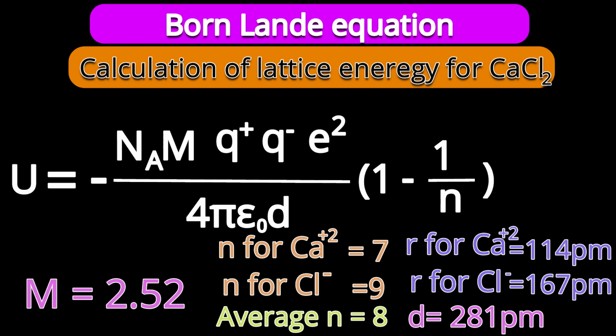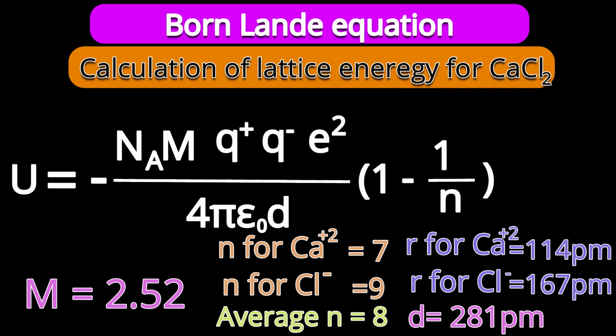Electronic configuration of calcium plus 2. Calcium has atomic number 12. By removal of 2 electrons, 10 electrons will be there, which means the electronic configuration of neon. The last electron is in the second shell, so for the second shell, the value of the Born exponent is 7. What about chlorine? Chlorine has atomic number 17. By taking 1 electron, 18 electrons are there. Yes, it is the electronic configuration of argon, third shell, so the Born exponent value is 9. The average value of n is equal to 8.